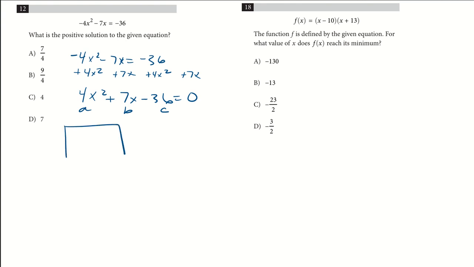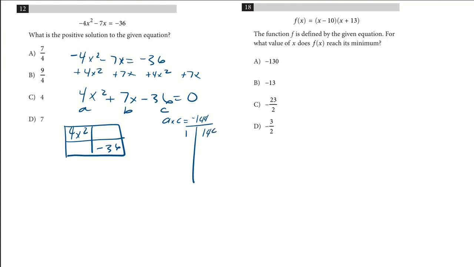Go ahead and draw my box. So in the area model, I draw a 2 by 2 box. I always put my A term in the top left, and then my C term goes in the bottom right. Then I'm going to multiply A and C, and that gives me negative 144. So I'm going to look for the factors of negative 144.